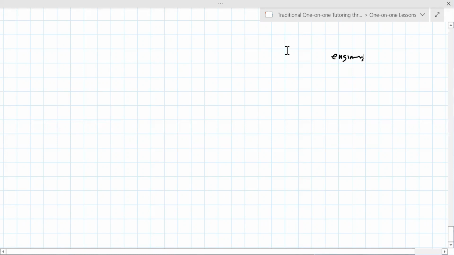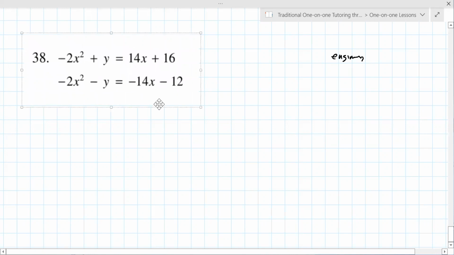Anyway, let's jump into number 38. The system here appears like maybe there's no solution to this, but you normally use substitution, and I still want you to do that. So I want us to solve both for y. There is another way to do this, but let's just keep it consistent. Let's solve both of these for y.